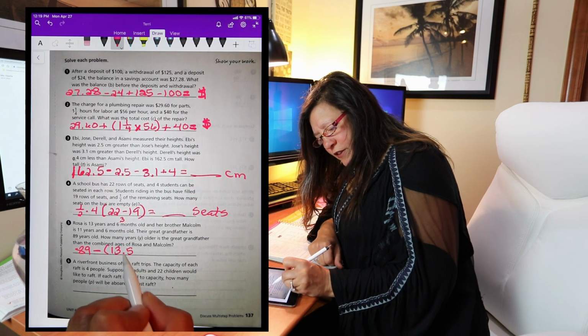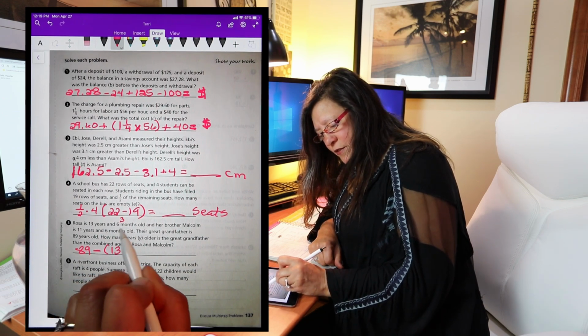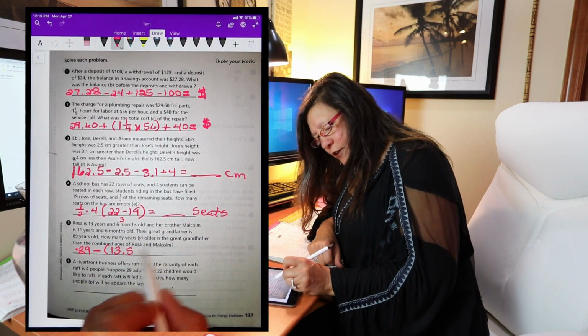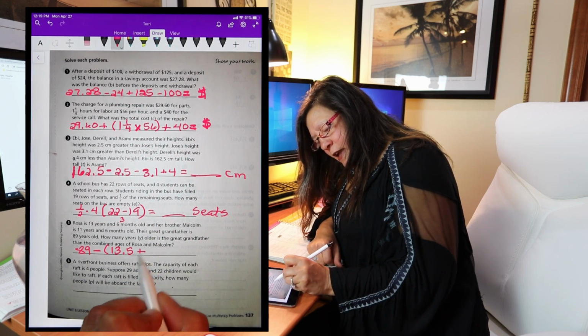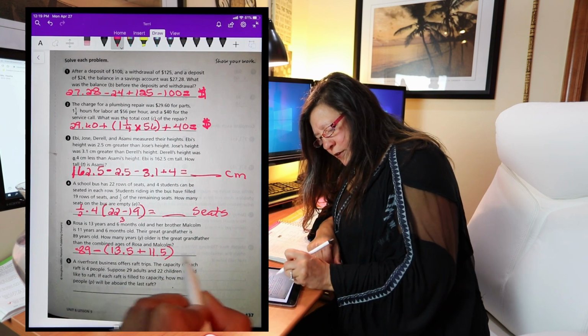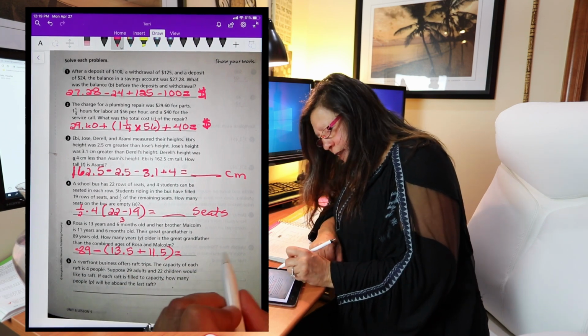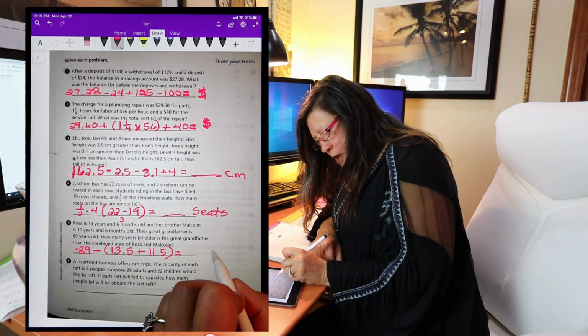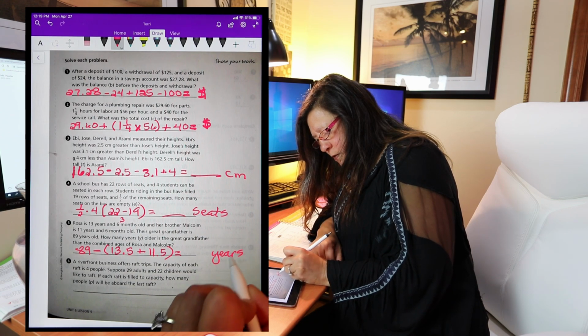But we're going to call it 13.5 because 13 years and 6 months, that's a half a year, right? 13 and a half and 11 and a half. Add the two together, subtract it from 89, and that is going to give you how many years older?